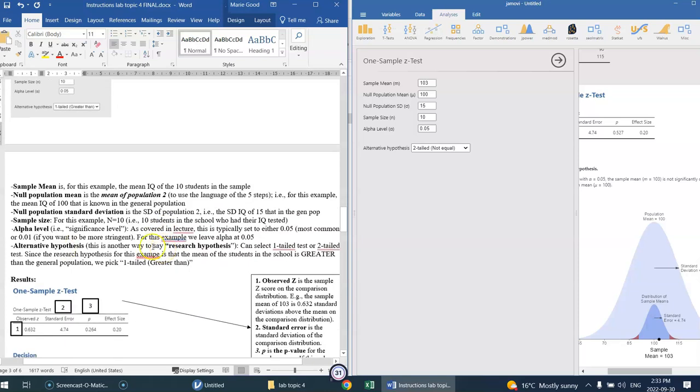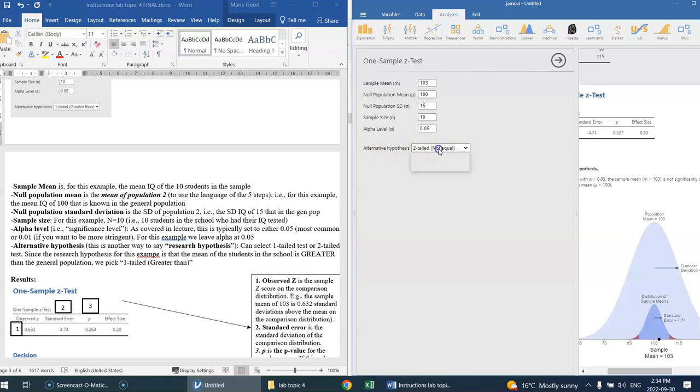One thing that you have to change here is the alternative hypothesis. Another word for our alternative hypothesis is research hypothesis. Okay, so again, we use those terms interchangeably in statistics: alternative hypothesis, research hypothesis.